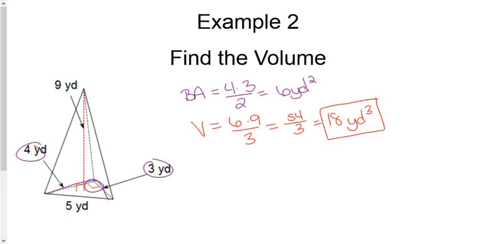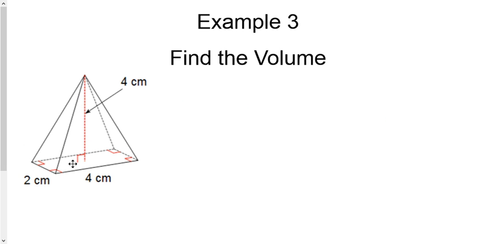So there we go. Volume tends to be a lot easier than surface area because it's a lot less work. Now, the only way that I could make this possibly any more work for you would be to give you the slant height, and you have to use Pythagorean theorem to find the actual height. But I won't do that. Don't worry.